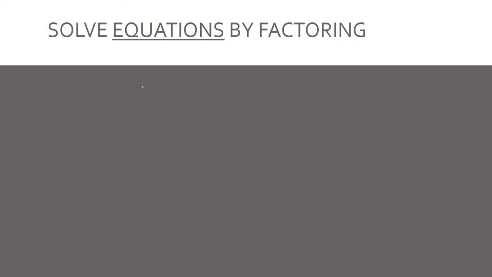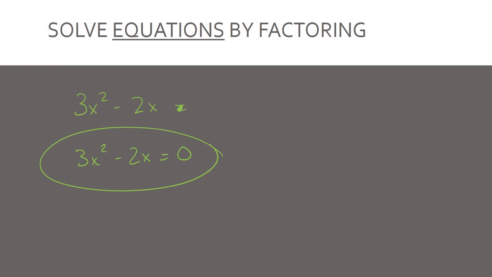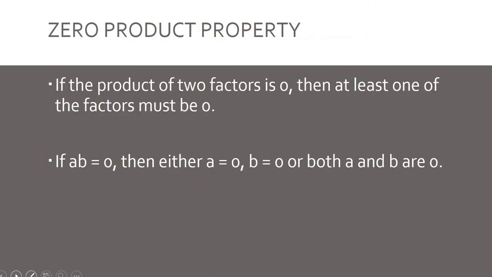So far we've been just using expressions, things like 3x squared minus 2x, and we've just created our factors. Now the question is, what happens when I take that same expression and make it into an equation? And then how do we use factoring to find out what x could be? So let's look at the zero product property before we get to that.